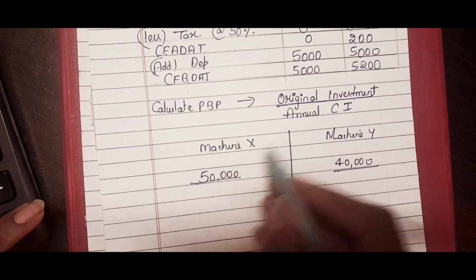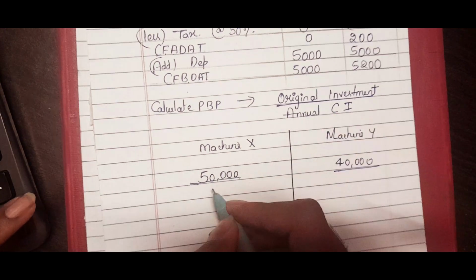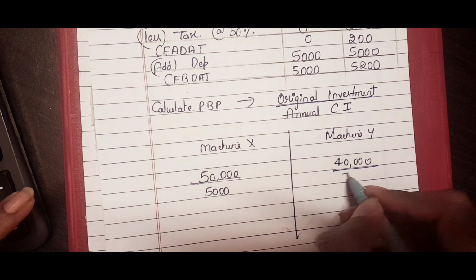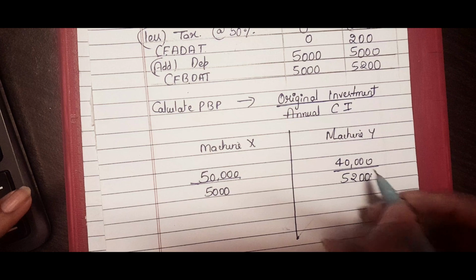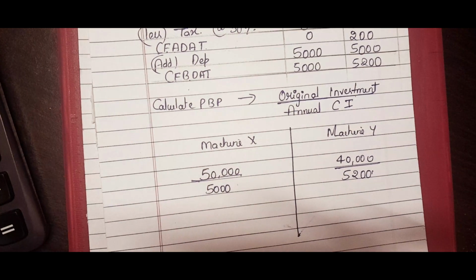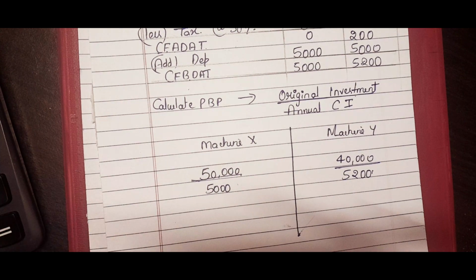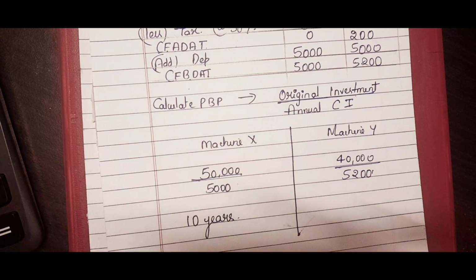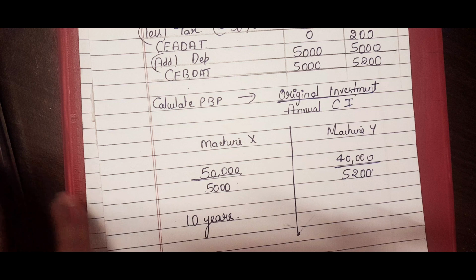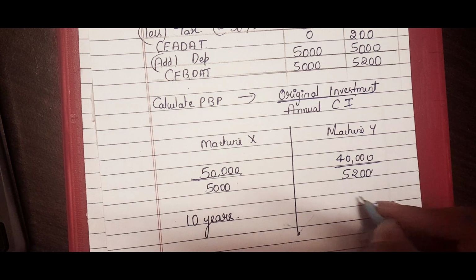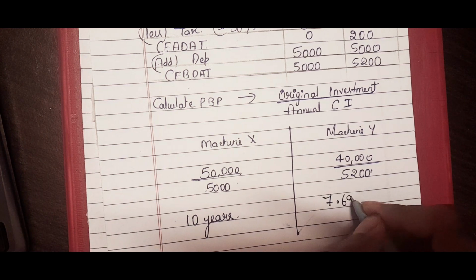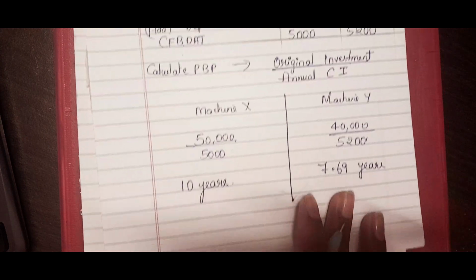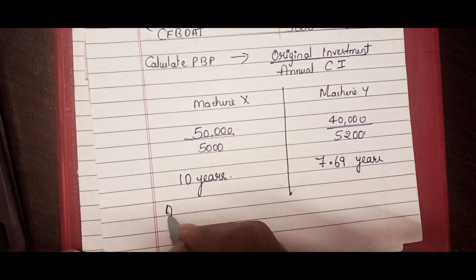So divided by, what is the annual cash inflow? Here it is 5,000 and for machine Y it is 5,200. So 50,000 divided by 5,000 will be 10. Answer is 10 years. Next, 40,000 divided by 5,200 will be 7.69 years.